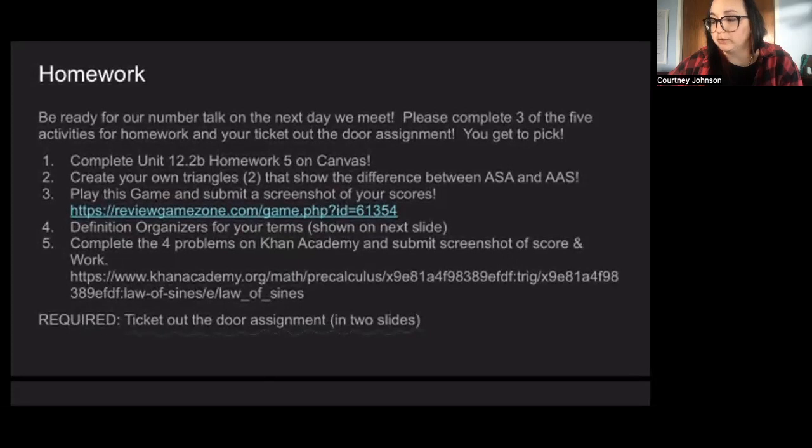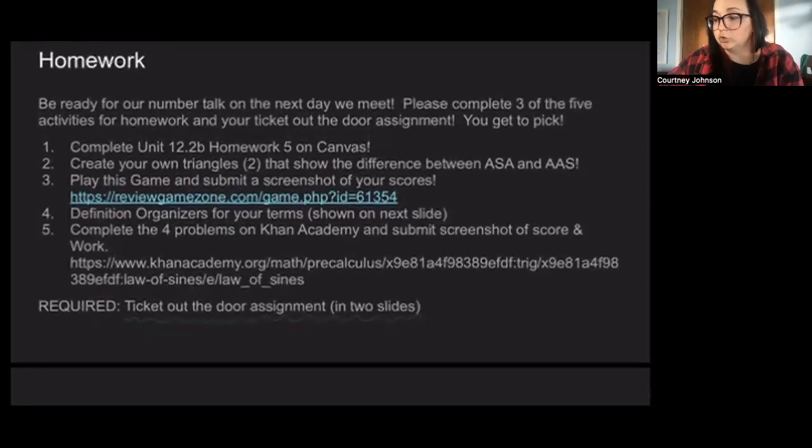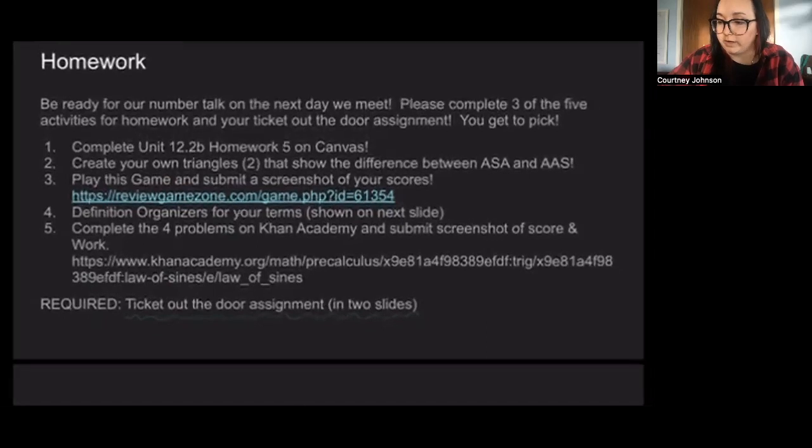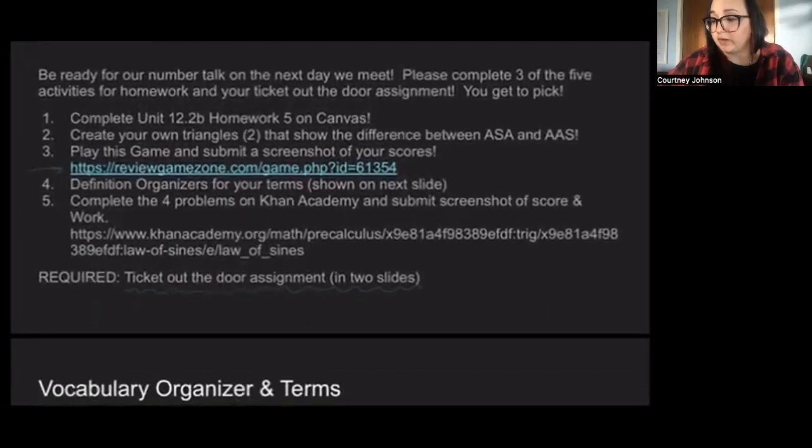But you can complete Unit 12.2 Homework 5, which is part of your packet, and a great review for the test because our test questions will be based on that. You also have the choice to create your own 2 triangles that show the difference between ASA and AAS. You can play this game. It is a great way to review law of sines. All you have to do is click that link, play the game, submit a screenshot of your scores, okay? And I want you to play it until you can get at least 80% accuracy, okay?